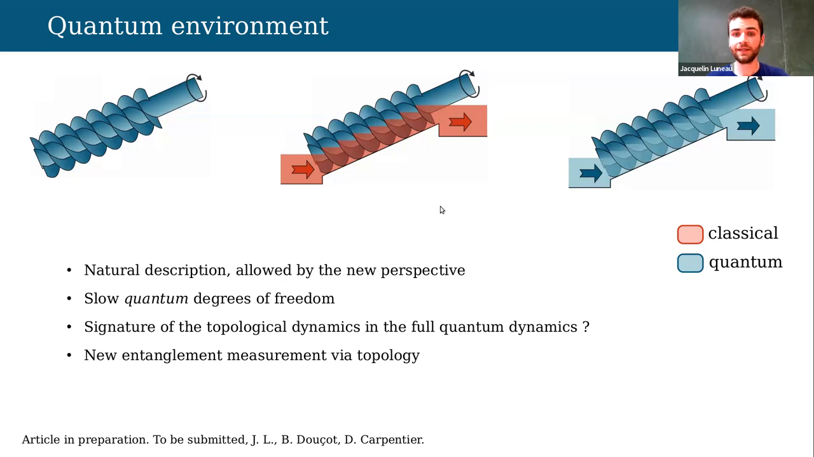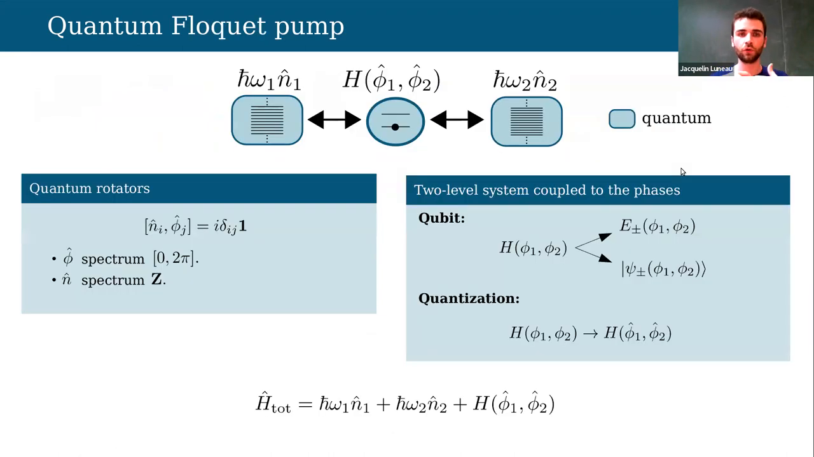And so we will see that the hybrid classical quantum description, up to the fluctuations, we will recover in the quantum case under very specific conditions. And we will see that we can use the topology to be in this condition and to measure the entanglement between the different degrees of freedom. So what we consider is a quantization of such a model discussed before. So we quantize what we call a Floquet model.